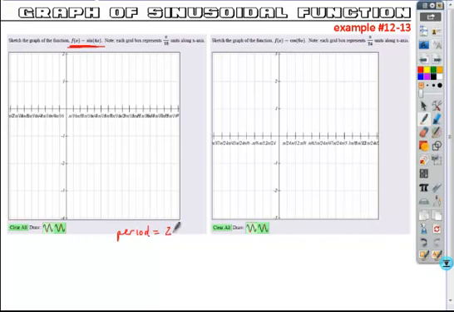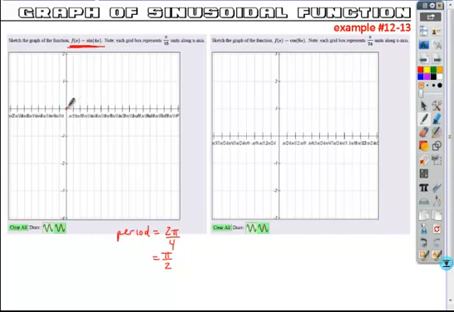Okay? And so to do that, we're taking 2 pi divided by whatever the multiplier of x is. So the multiplier in front of x is 4. So we see that the period is going to be pi over 2. And that means that this graph is going to repeat every pi over 2. Okay? So since it's a sine graph, is it going to start at the minimum, maximum, or midline?